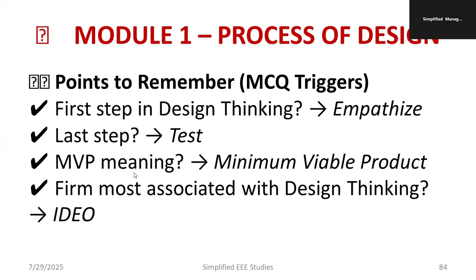For example, I want to launch a new phone. I'll create a basic model and test it in the market. Once I find the product is very successful, I'm going to invest more and develop a new product. So you have to remember the following points. The first step of design thinking is of course empathize. The last step of design thinking is testing. What is MVP? Minimum viable product. That elaboration you also have to remember.